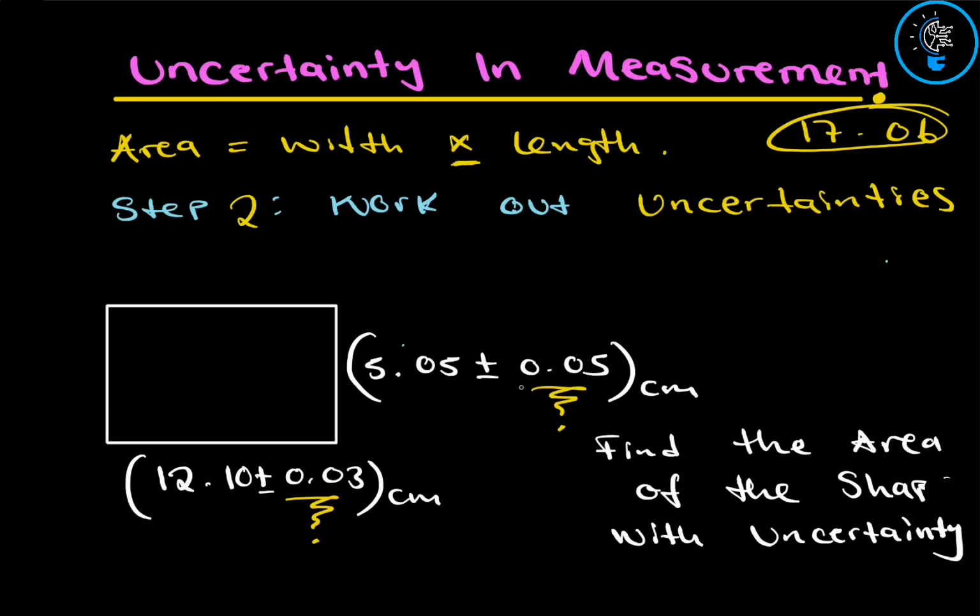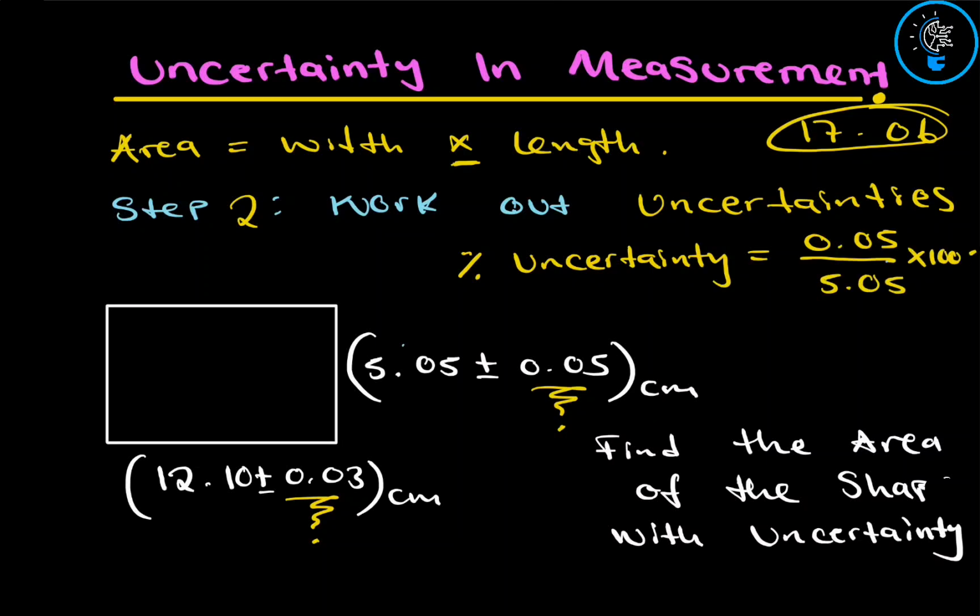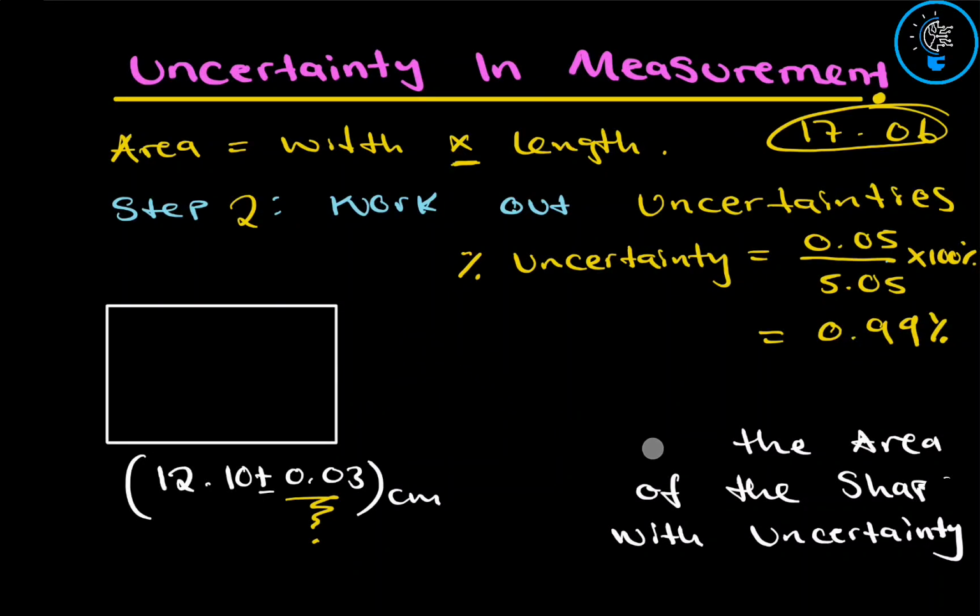So we need to convert them into percentage uncertainty. Let's do it. So this side, we can convert it as uncertainty. Percentage uncertainty will be equal to absolute value 0.05 divided by the central value times 100%. And this will give us 0.05 divided by 5.05 times 100. Okay, this one will give us 0.99%. So we are done this side. We can get rid of it.